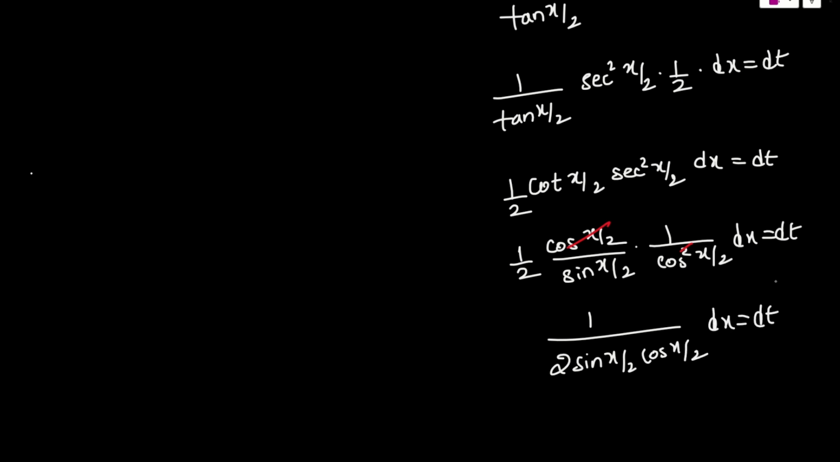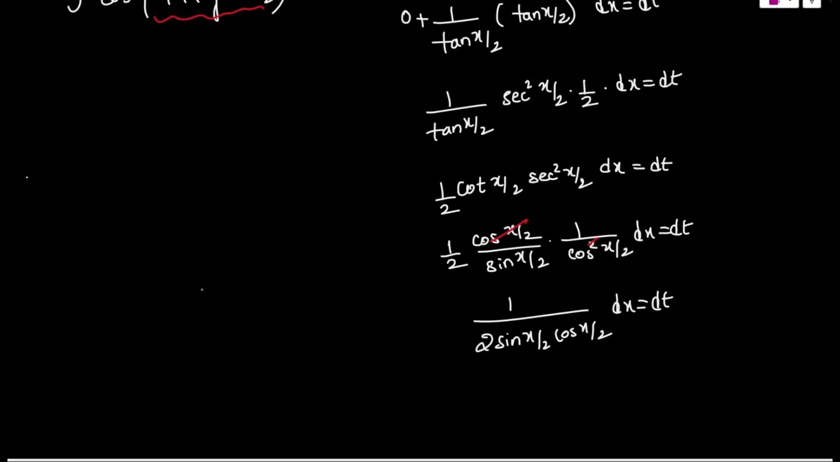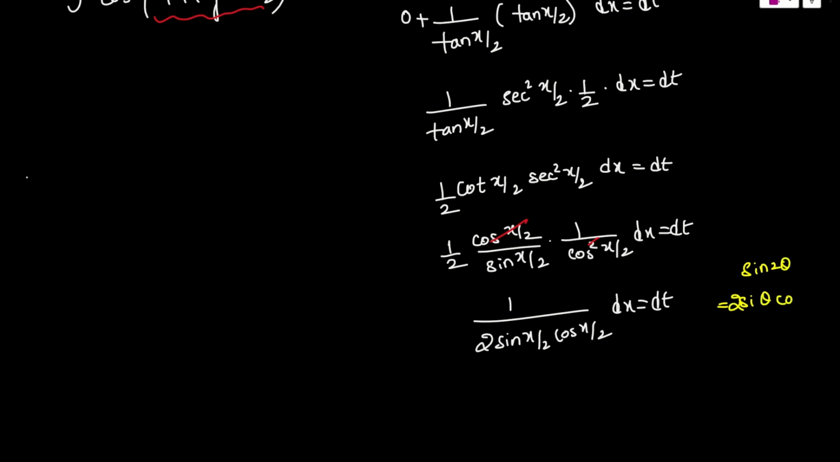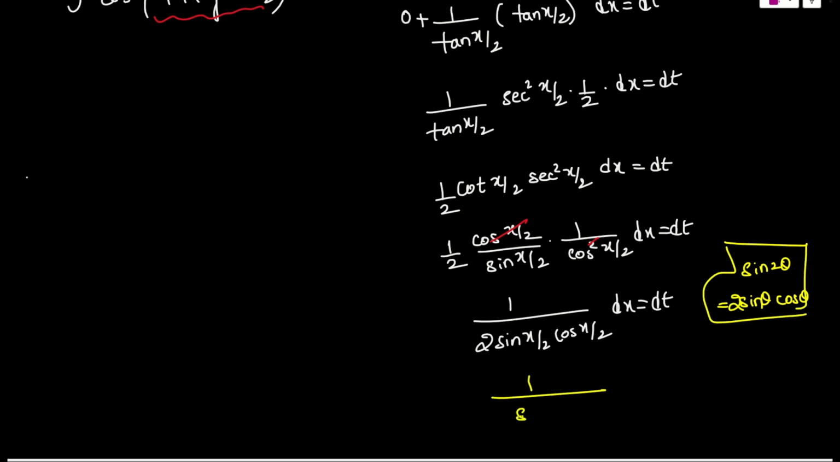If you check this carefully, this is nothing but our formula. What is the formula here? This is in the form of the sine 2 theta formula, not 2 sine theta. Sorry, just a second, I said it in the opposite way. The formula is sine 2 theta equals 2 sine theta into cos theta. So I'll apply the same formula here. This will be 1 by sine 2, and in place of theta I have x by 2, so I'll replace it as it is, dx must be equal to dt.